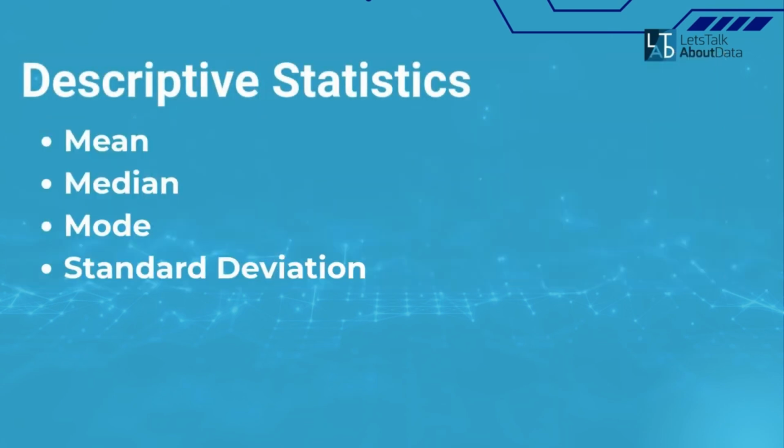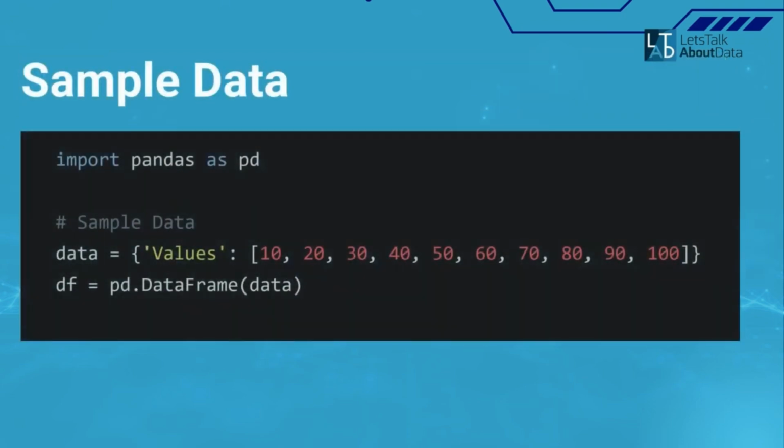Let's start with descriptive statistics. These are measures that summarize the main features of a dataset. We're talking about mean, median, mode, and standard deviation. We can use pandas to calculate these statistics easily. For example, df.mean(), df.median(), df.mode(), and df.std().